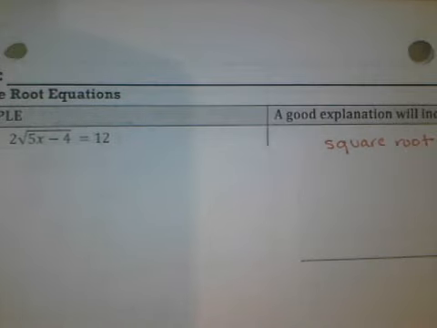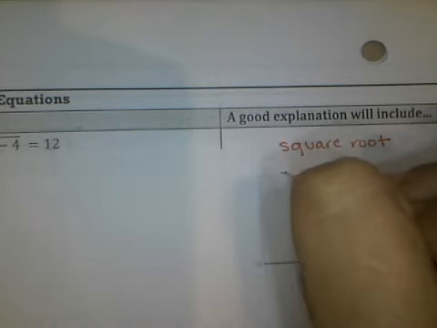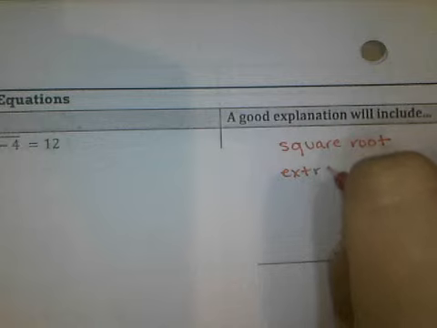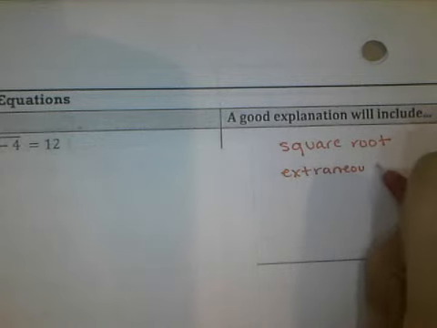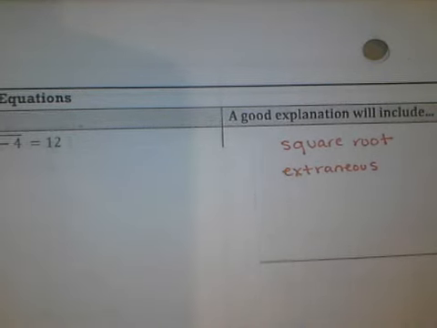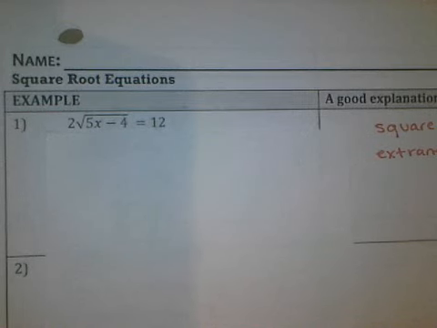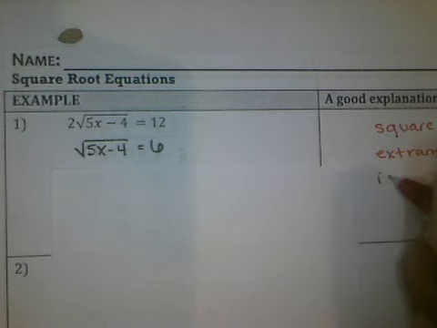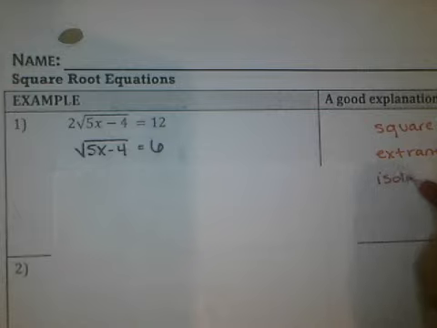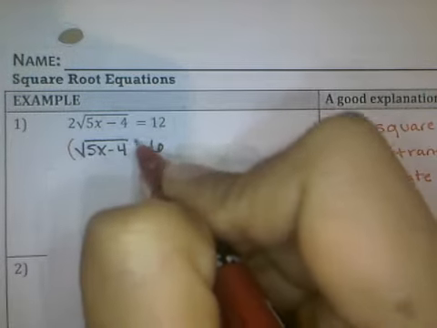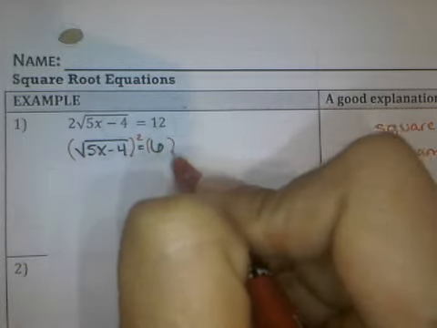Clearly, we'll recognize that this is a square root equation, and you'll remember the word extraneous. Other than that, there's a lot of similar concepts that are going to go on here. The first of which is that we want to isolate the square root. In this case, we do that by dividing by 2. And then to actually get rid of the square root symbol, we will square both sides. And I would indicate that probably with parentheses and a squared.